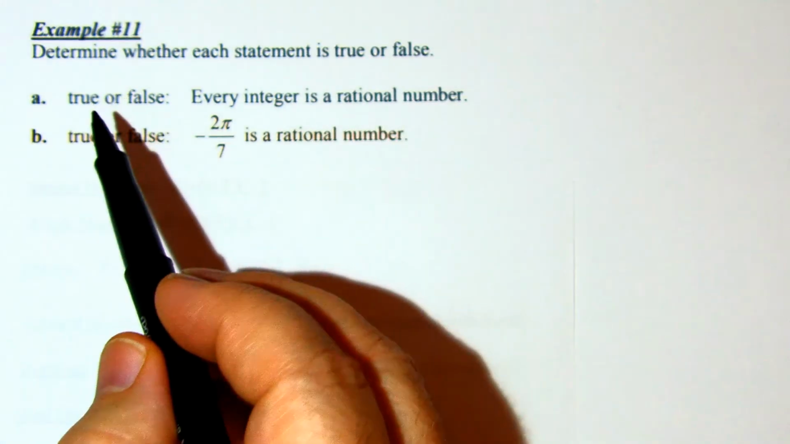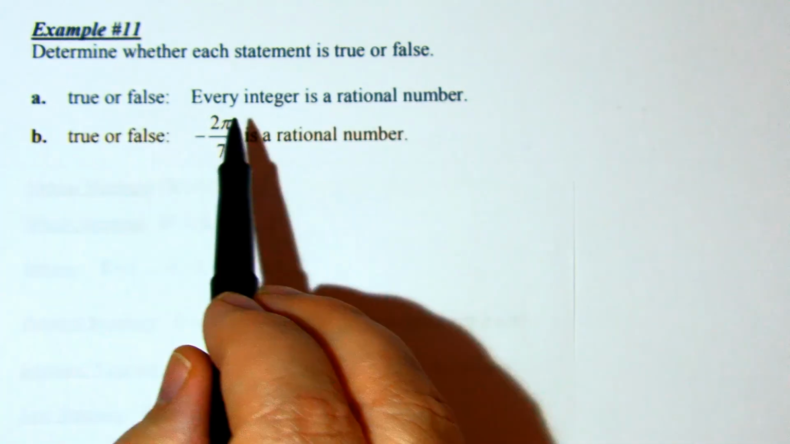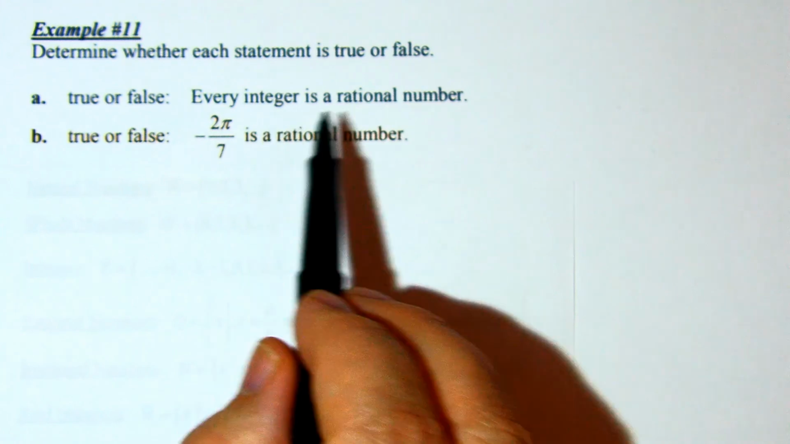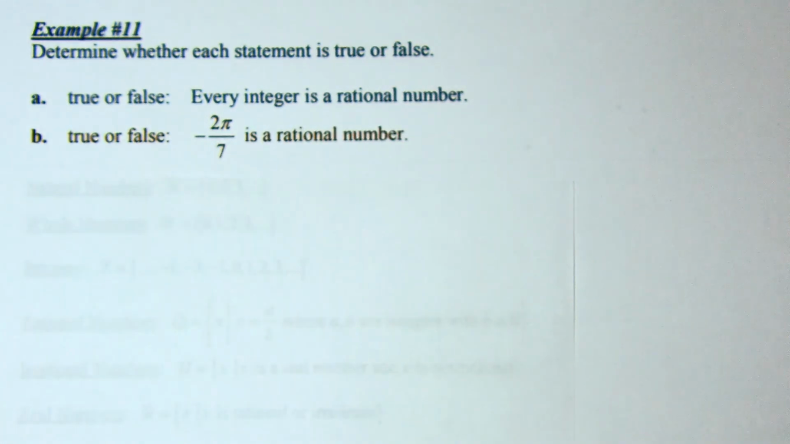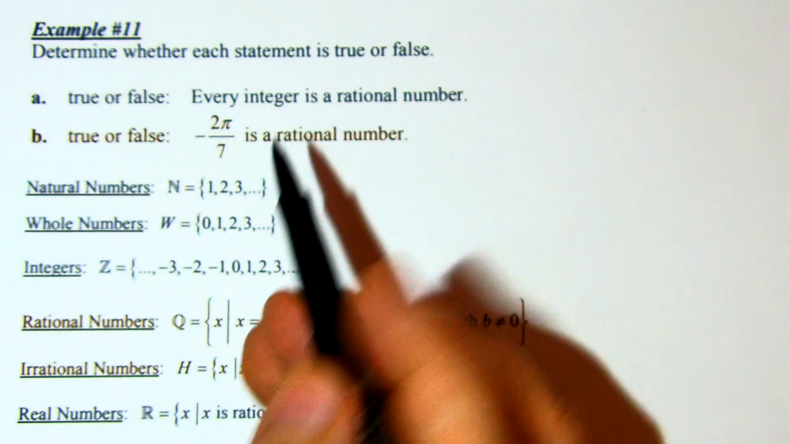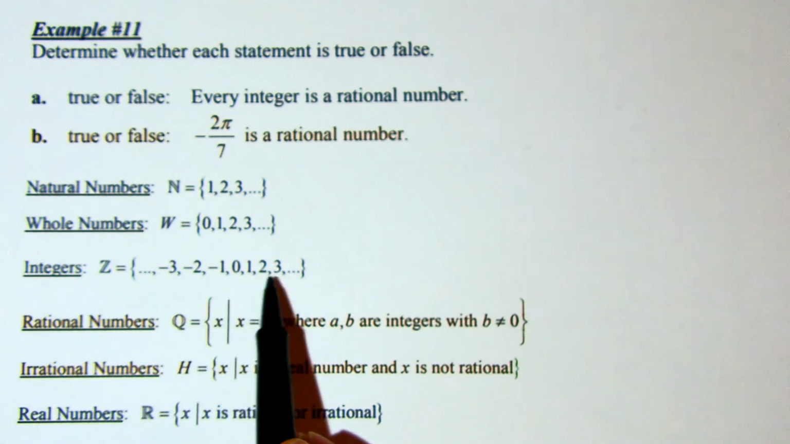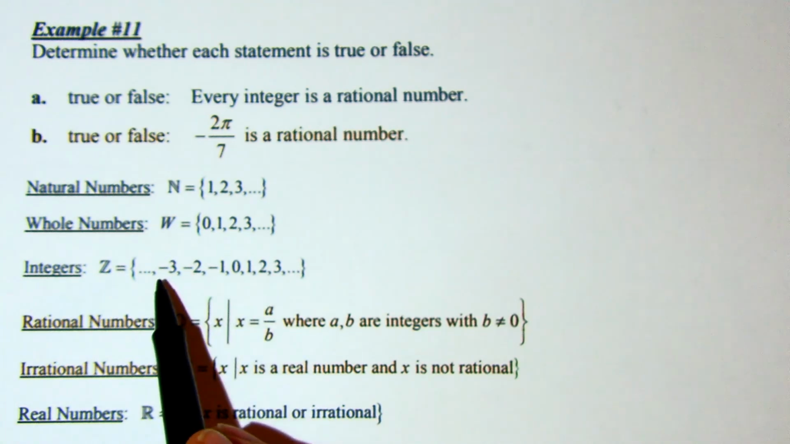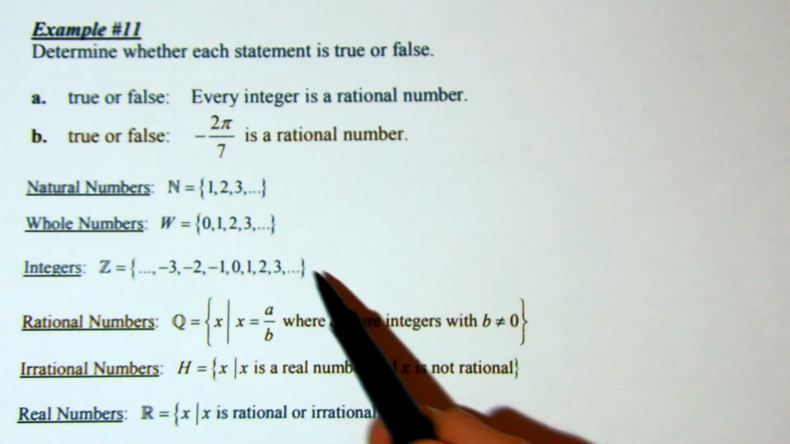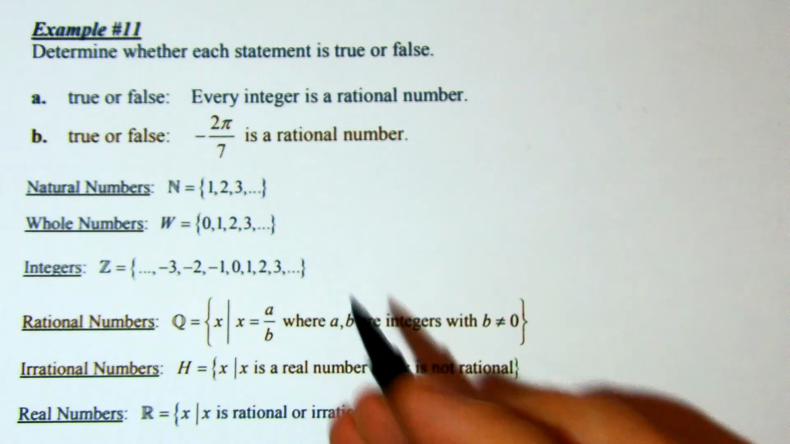Example number 11. Determine whether each statement is true or false. Part A, the statement is, every integer is a rational number. To help us with these statements, it's nice to know the various sets and what they contain. And so let's look at the integers. The integers are 0, 1, 2, 3, and the same pattern in the negatives. And we're wondering, are these contained within the rational numbers? And the answer is yes, they are. So this one's going to be true.